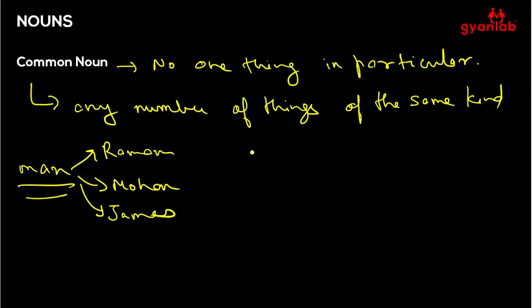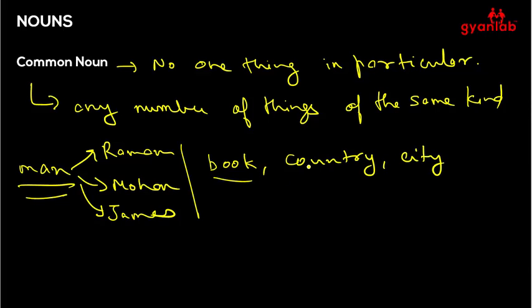If you take the example of a book, it's a common noun because you can refer to any kind of book with any title and put it under the classification of a book, or a country, or a city. So words like man, book, country, city are basically common nouns, right? Common means shared by several things of the same kind.